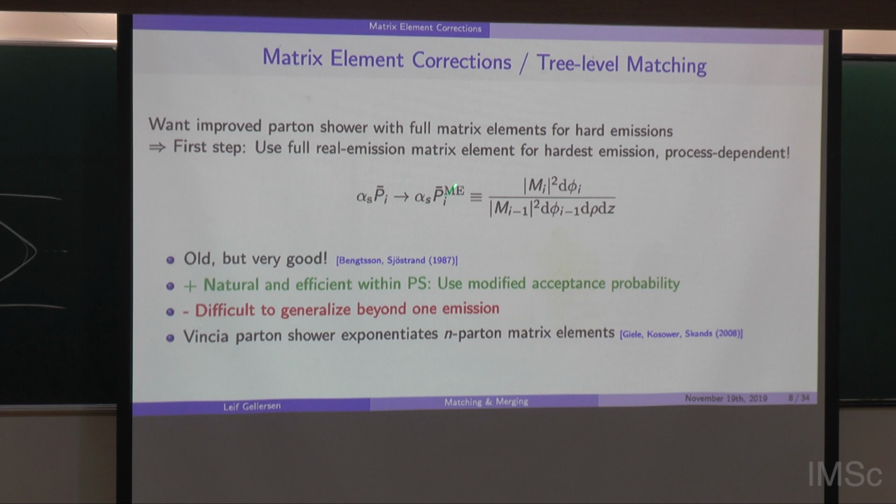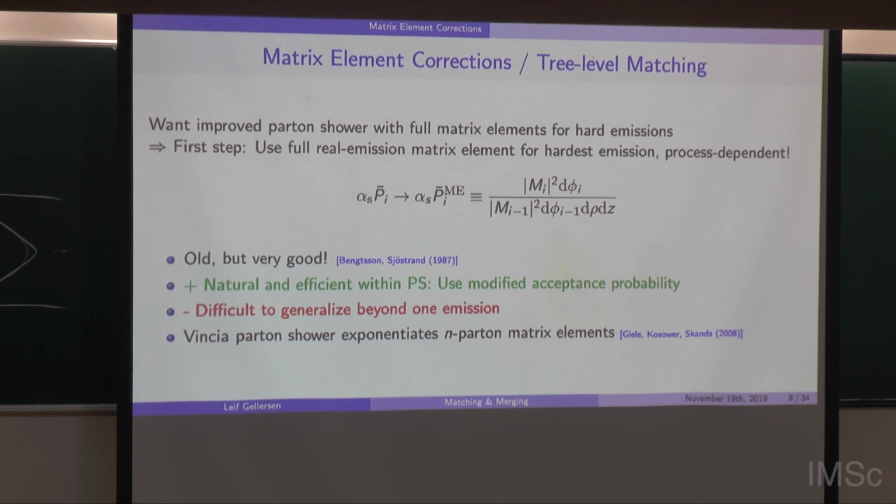So to the correct fixed order description of this branching. And I just include the differentials here. So you might end up with Jacobian factors depending on how you parameterize your splitting variables. So just keep that in mind. But in this notation, I'll just include them in the matrix element corrected splitting kernels here. So this is old, but it is very good.